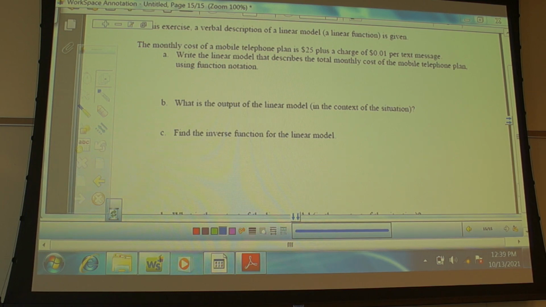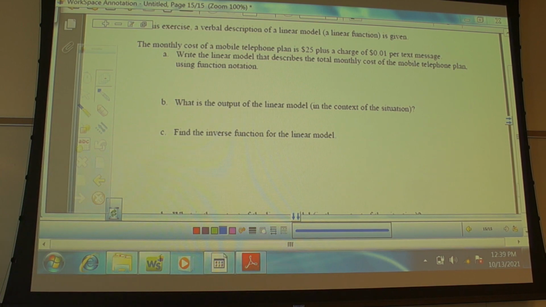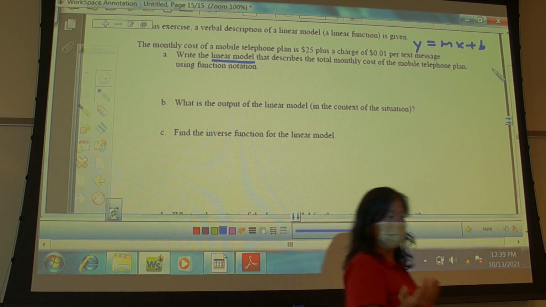As soon as we hear the word linear, we think what? Y equals what? Guys, linear means y equals what? Mx plus b. So as soon as you hear linear, you're thinking, I need to write something that's y equals mx plus b. Then all I need to do is find my m and my b, and I'm in great shape.